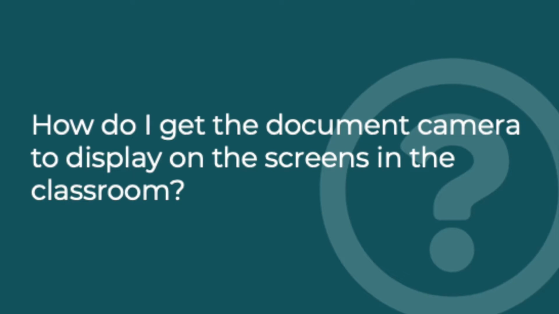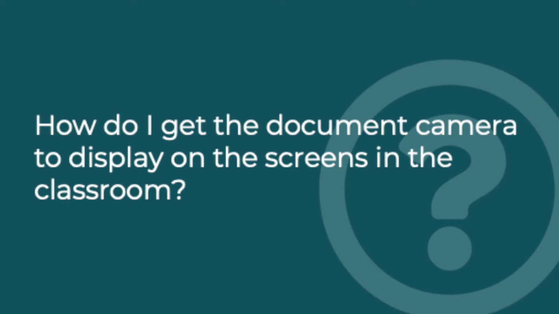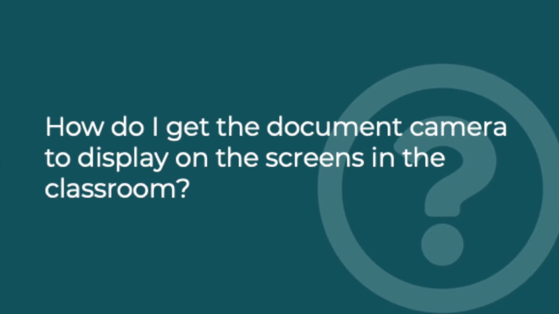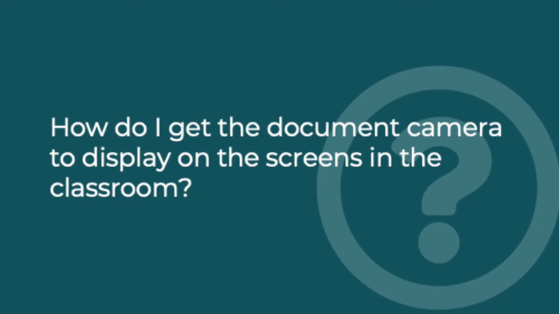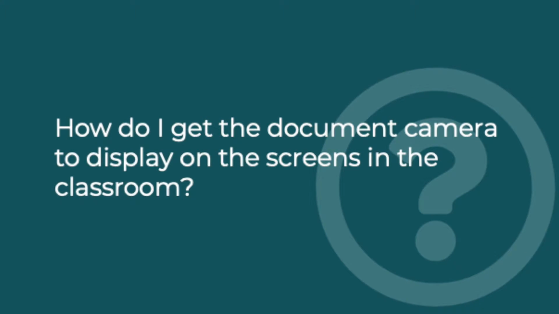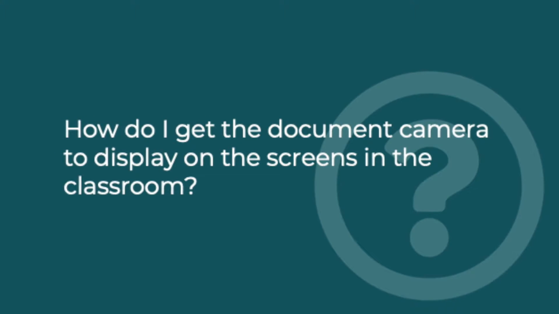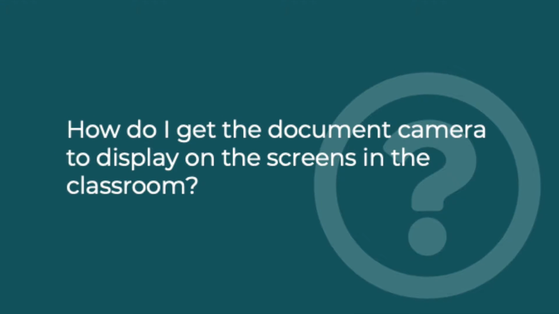One thing that seems to be a struggle is that instructors aren't sure how to flip-flop between their computer and their document camera. This is a big question that I get. How do I get the document camera to display on the screens in the classroom? Well, I'm going to walk you through the next 3 steps, and don't forget your facilitator is there for help as well.